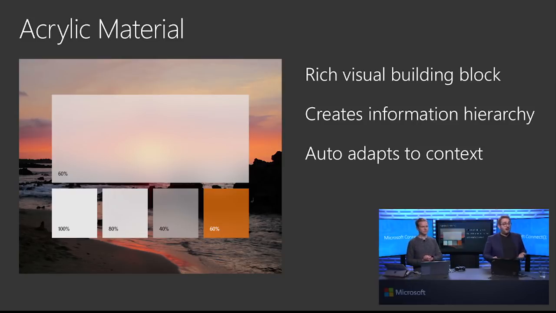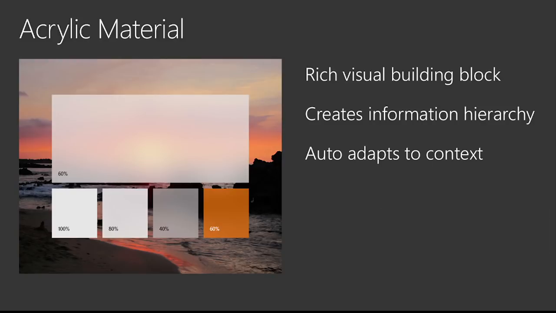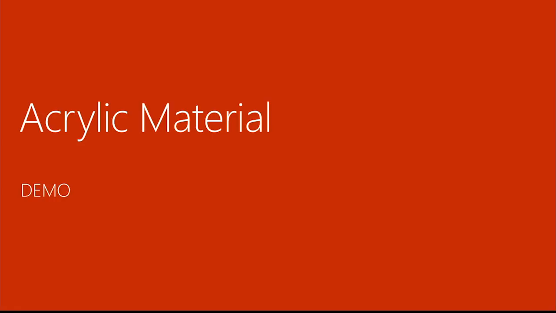It auto-adapts to context. One of the things that's great about using acrylic material is that if you're running over RDP or on low battery power, or on different types of devices and configurations, it automatically adapts itself to that context to optimize for performance and battery life and so forth. It's pretty flexible. It supports a lot of app branding, so if you have a color to your brand, you can take advantage of that too with acrylic. It's a great new visual building block. Let's go take a look at how to do it in the demo.